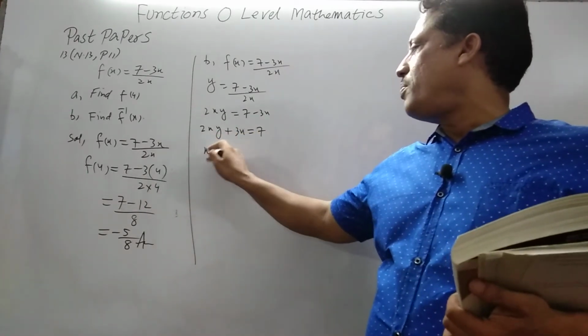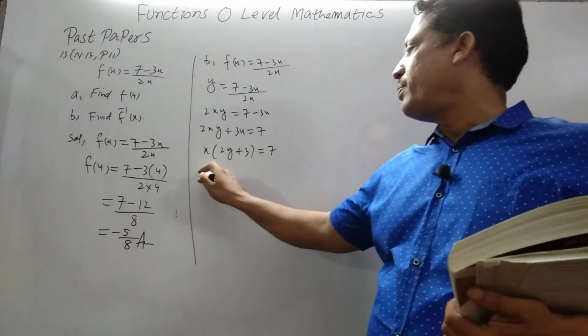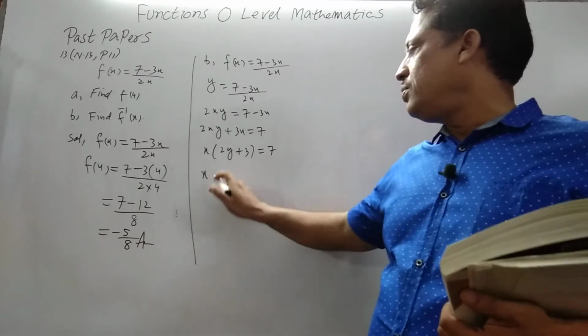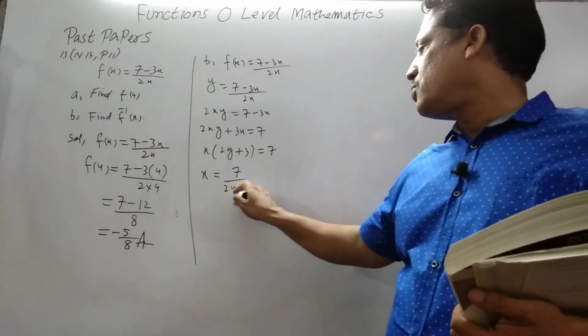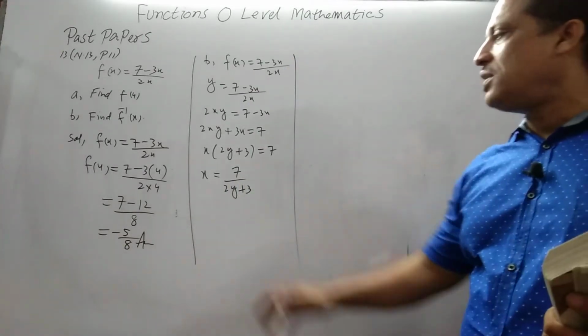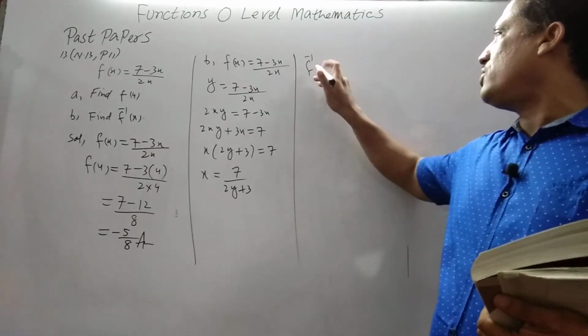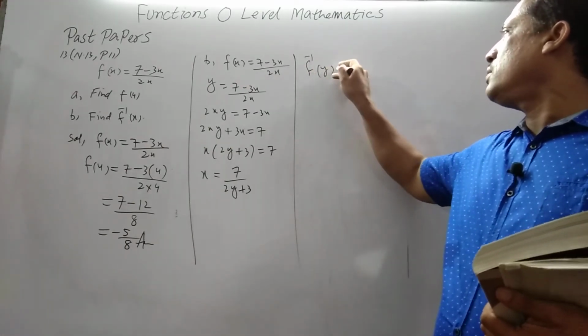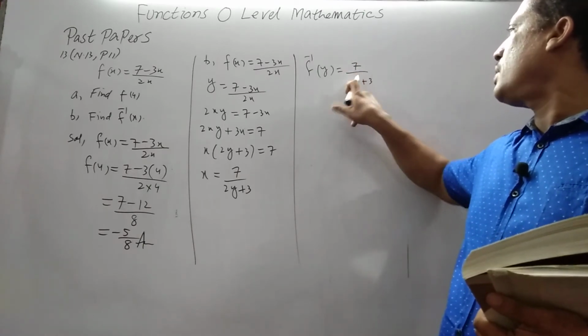Take x as the common. x times 2y plus 3 is equal to 7. x is equal to 7, this 2y plus 3 is multiply, this should divide on the other side. What is the third step? Third step is replace x by f inverse y, which is equal to 7 upon 2y plus 3.